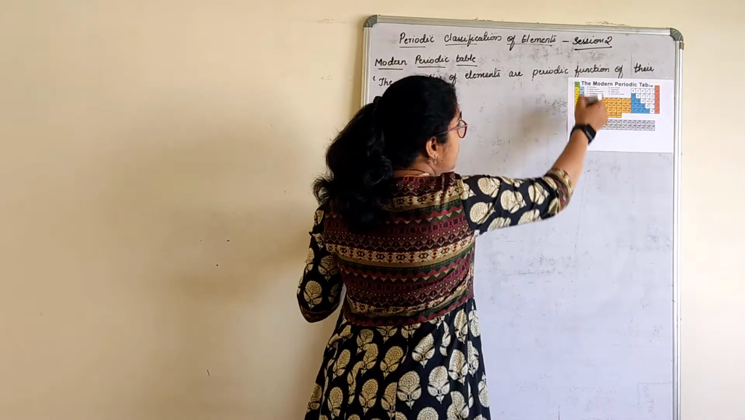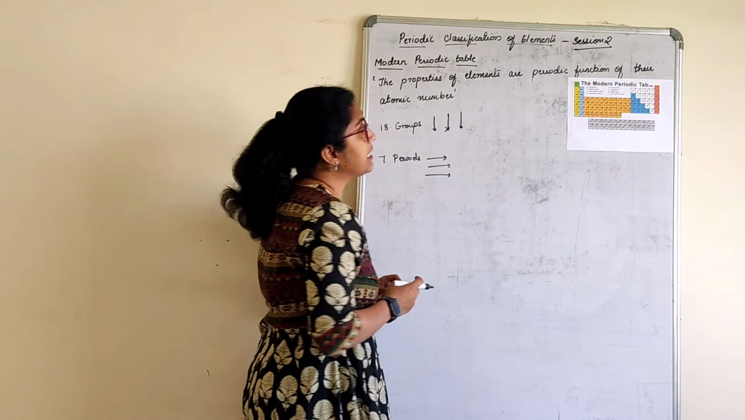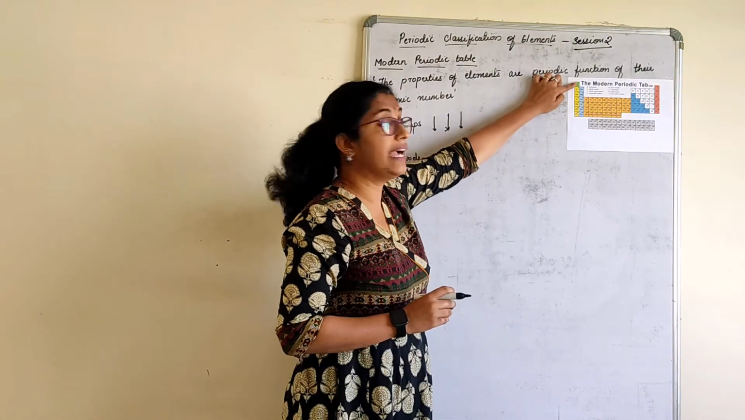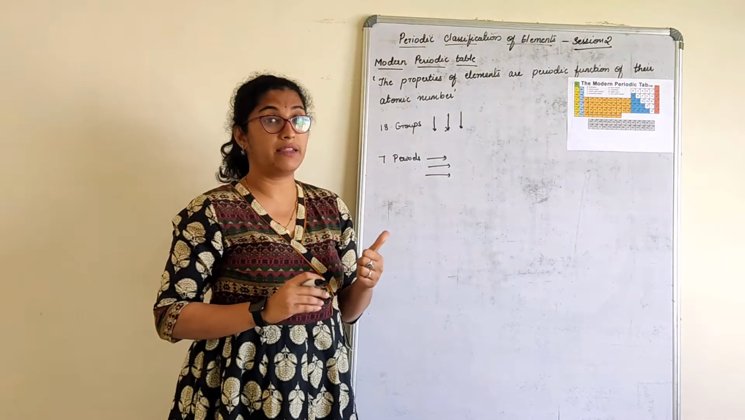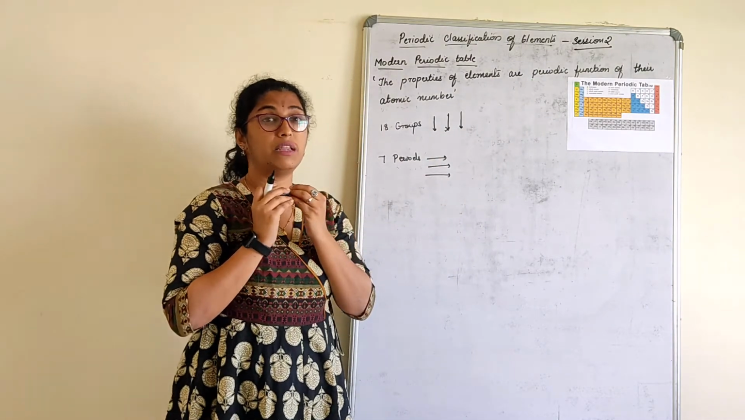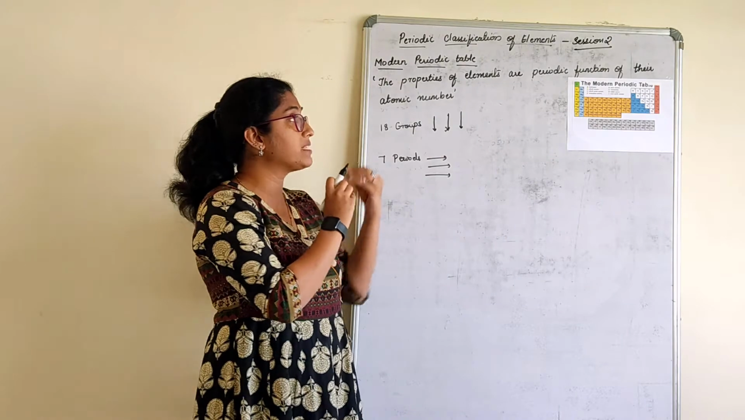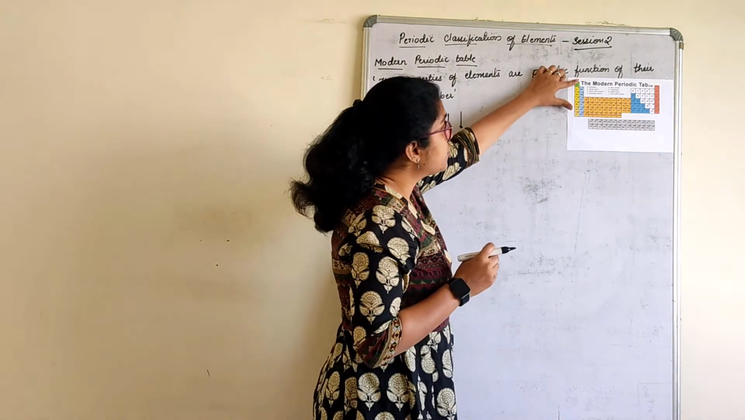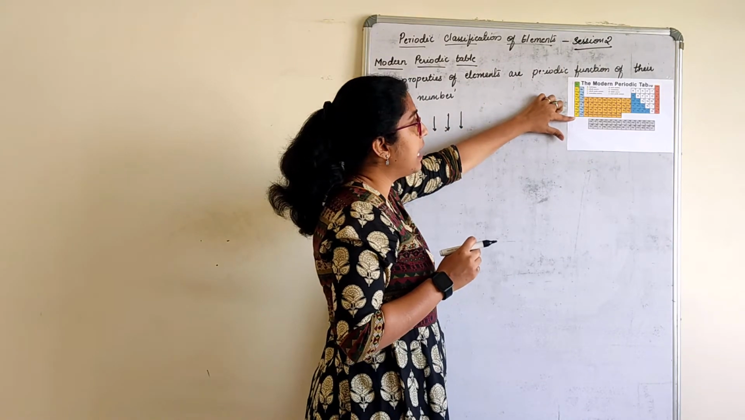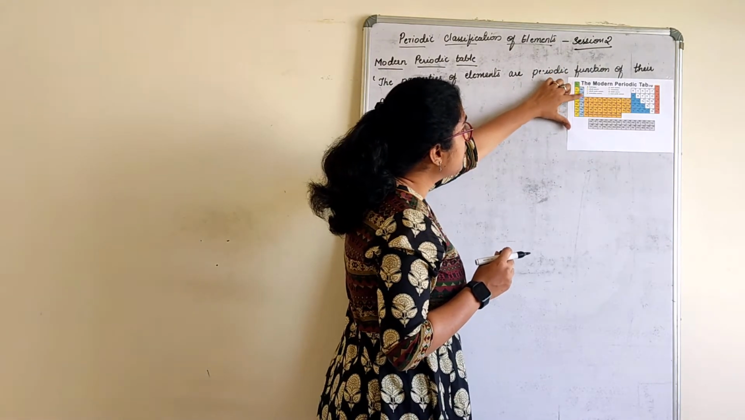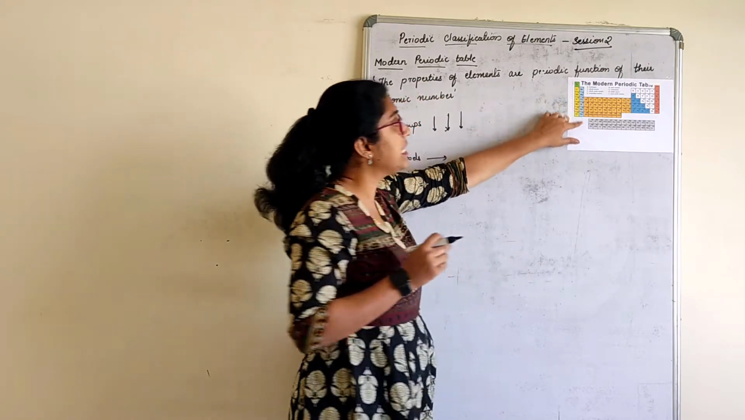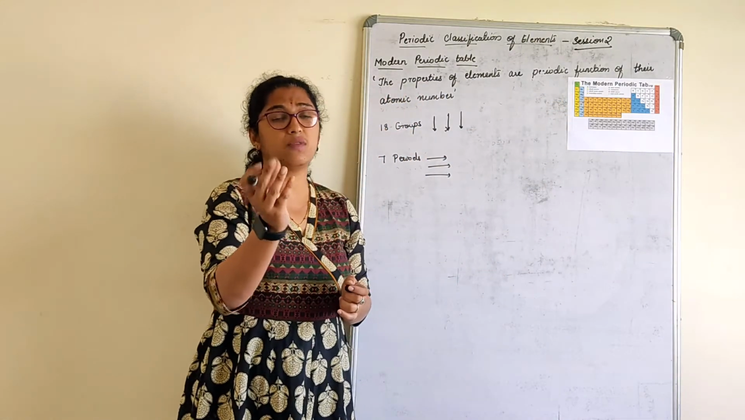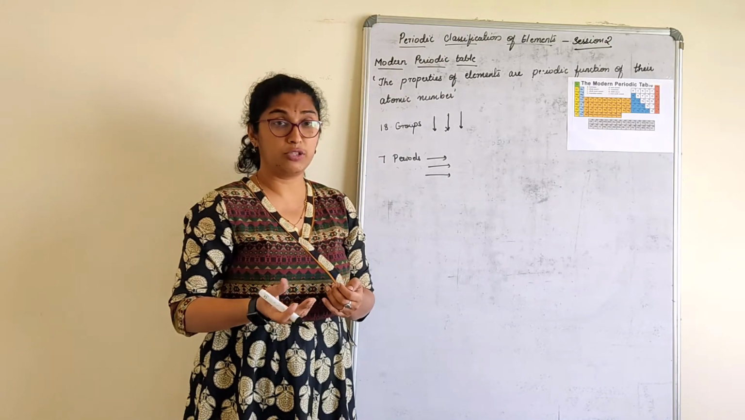The first group elements are called alkali metals, except hydrogen. Hydrogen is a non-metal. As I had told, that was the only one anomaly, as we have still not found a place for hydrogen in the modern periodic table as well. The first group elements are called alkali metals. The second group elements are called alkaline earth metals. Now what do you mean by alkali? Basically, alkali is a water soluble base. We all know that, right?